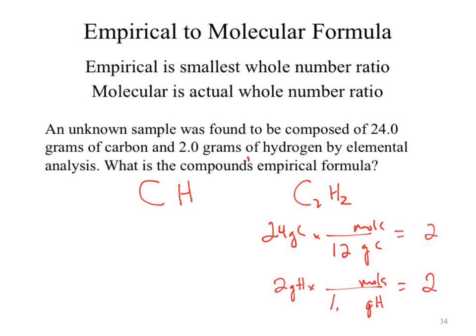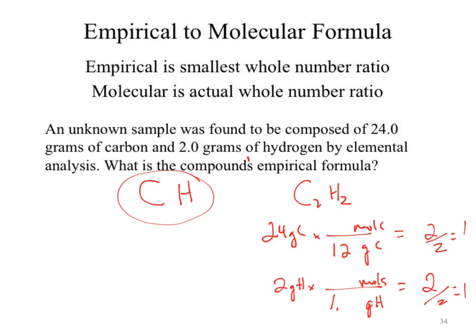Okay. This gets us to our mole values. Remember, there's one more step. We don't just slide the mole values in, even though these are whole numbers. What we have to do is now divide by the smallest number. Well, the smallest number in this case is 2. So we'll divide both of these by 2, and we end up with 1. Our smallest whole number ratio is 1 for each. So our empirical formula becomes CH.